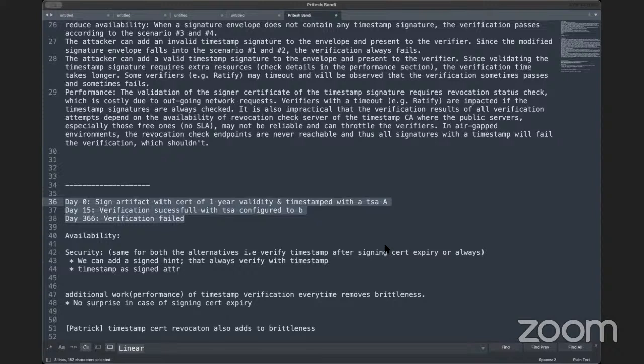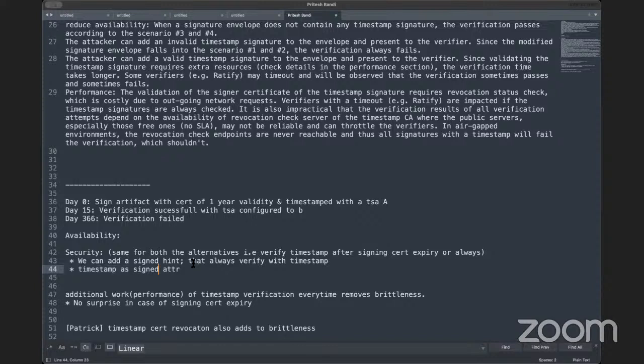But if we manually remove the timestamp signature from the envelope, then it's not a critical path anymore. So basically, there's no change at the signer side, but by modifying the signature, it changes the verification process of the verifier. That's super strange to me. Yes, I agree. And we can fix that by adding a hint saying, okay, always verify a timestamp signature, or have a timestamp signature as a signed attribute. I do see that as a downside, but we can fix that.